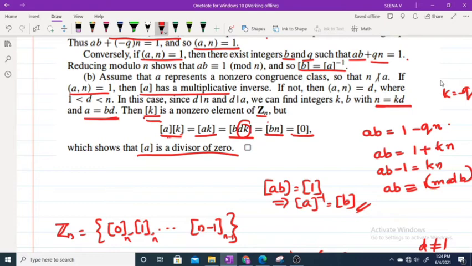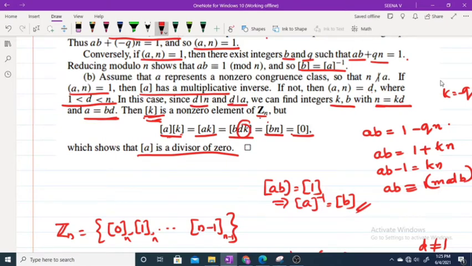Otherwise, suppose the GCD of a and n is equal to d, where d is clearly 1 less than d less than n, because d is a divisor. GCD means greatest divisor, so clearly this d must be strictly less than n. In this case, since d is a divisor of both a and n, d divides n and d divides a. That means we can find integers k and b such that n is equal to kd and a is equal to bd. Now, clearly this k is a non-zero element of Z.